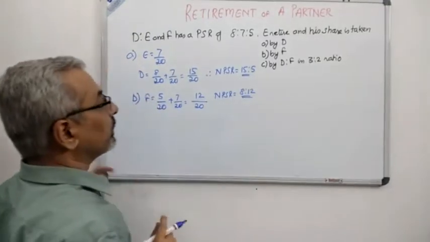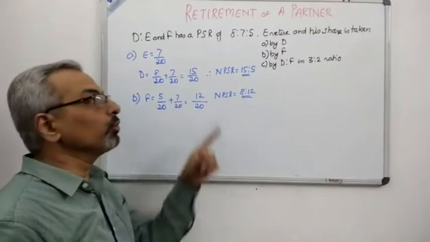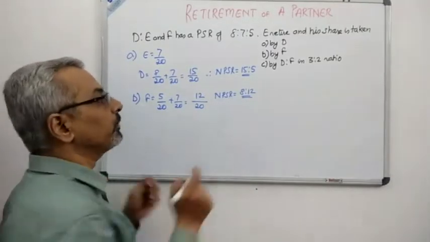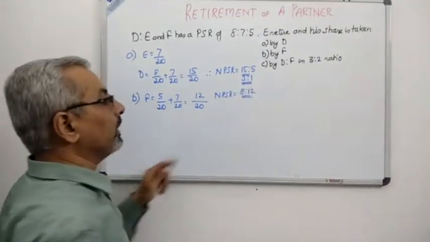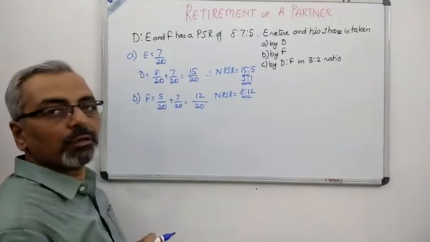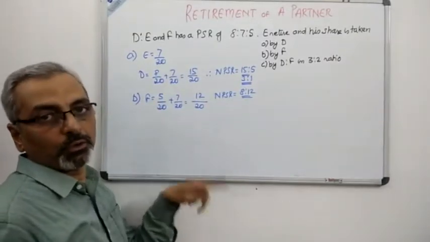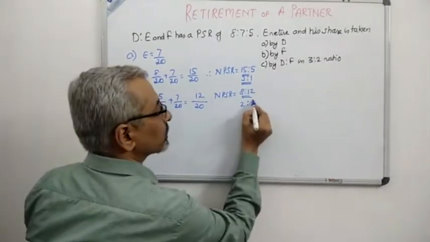So you can see very carefully, if D had taken the entire share, the new profit sharing ratio would have become 15 by 5, which we can reduce to the lower term if you want. It can become 3 is to 1, and if it is taken by F, the ratio is becoming 8 is to 12, and we can also reduce that to a lower term, which will obviously become 2 is to 3.